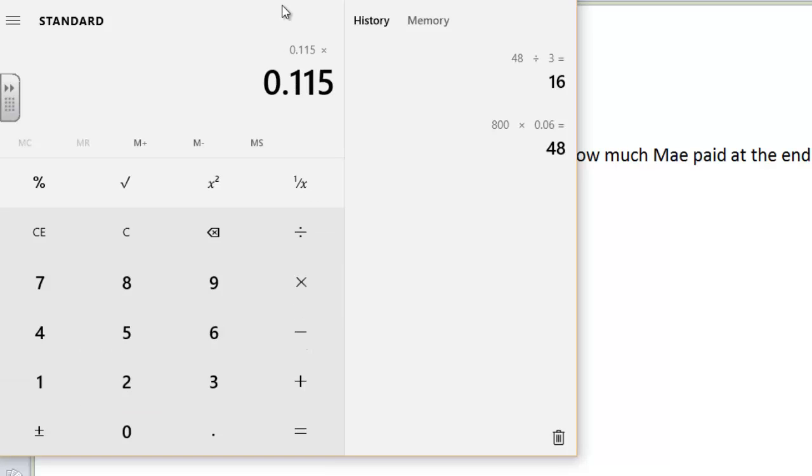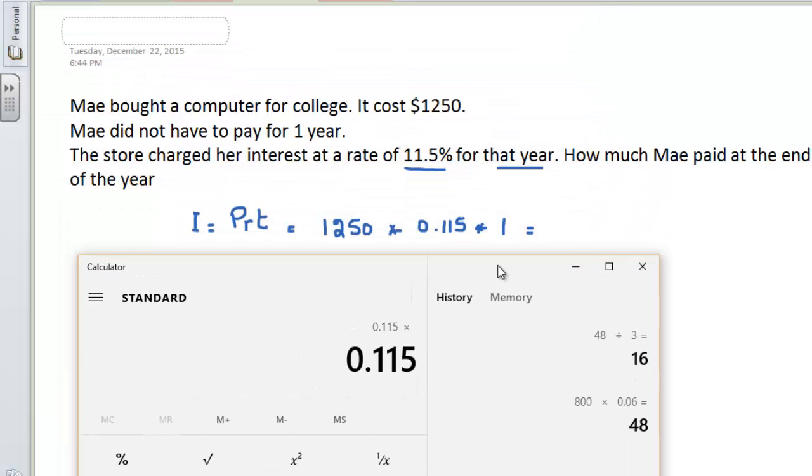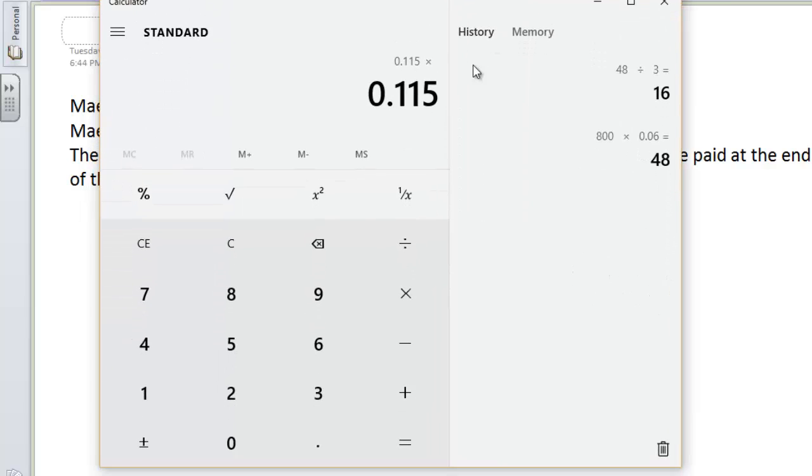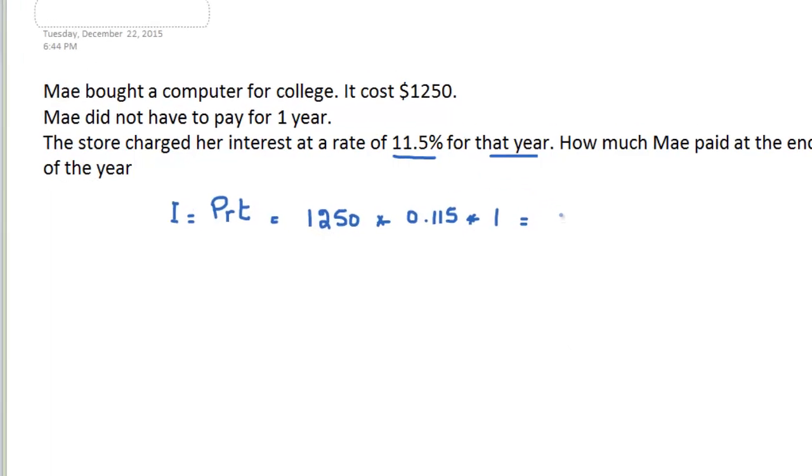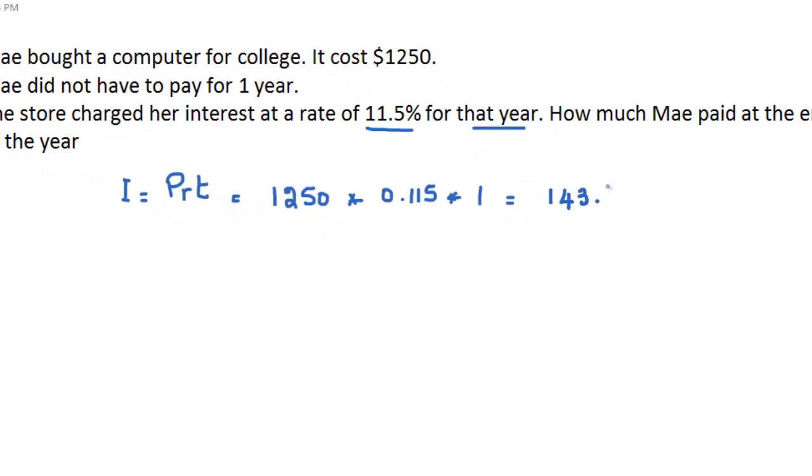0.115 times, we said the cost of the computer, it's 1250. It will give you 143.75. This is what May has to add to the total or to the cost of the computer, because they saved her 1 year. They didn't ask her to pay any penny.